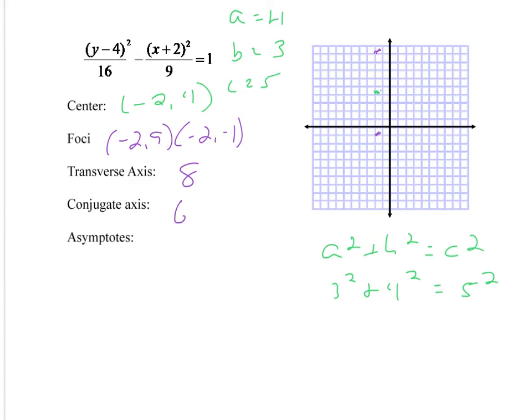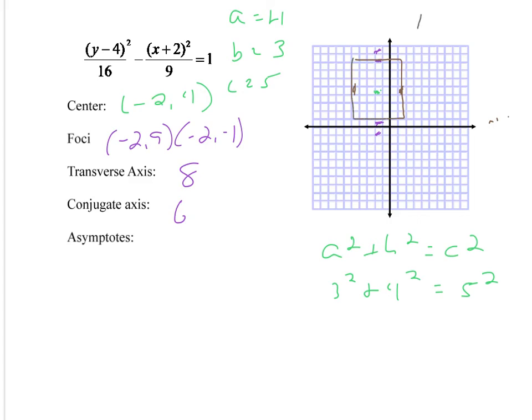So now I know from here I'm going to go up 4. There are my vertices. Down 4. And my conjugate axis goes over 3. So that's going to be here. Here. That's over 3 and over 3. There, I'm putting it in as best I can with my Marshmallow. Here's my box.